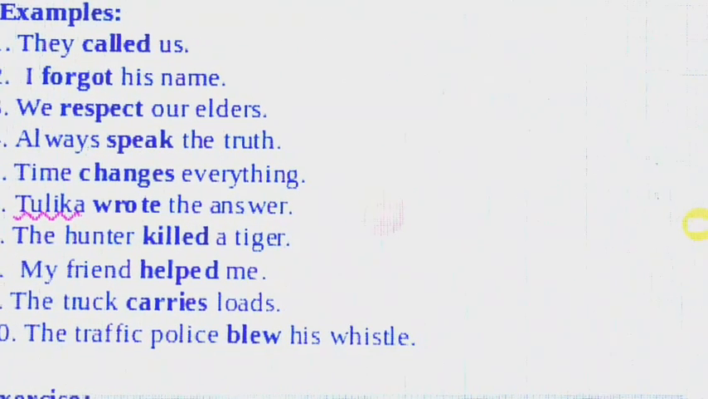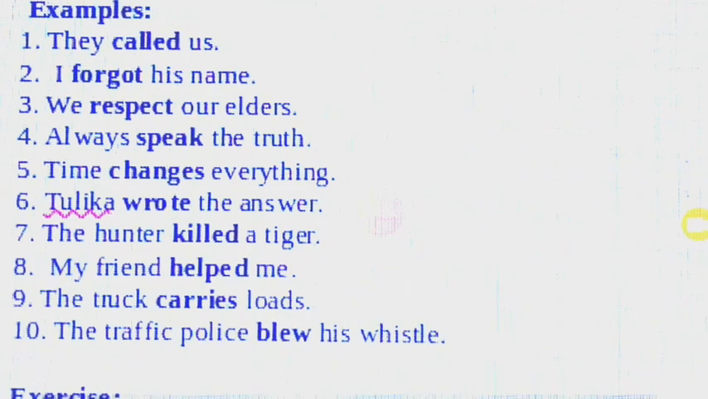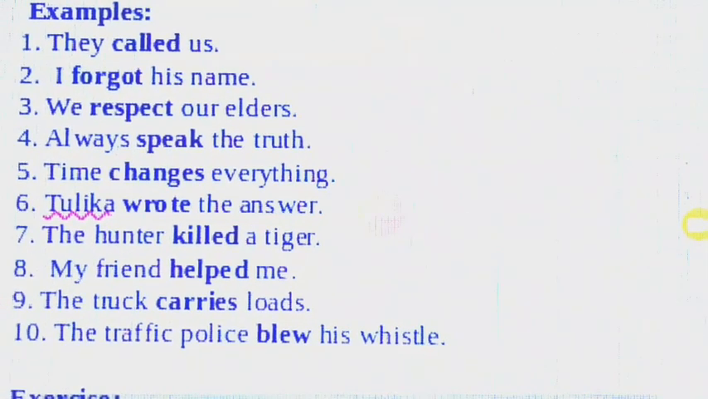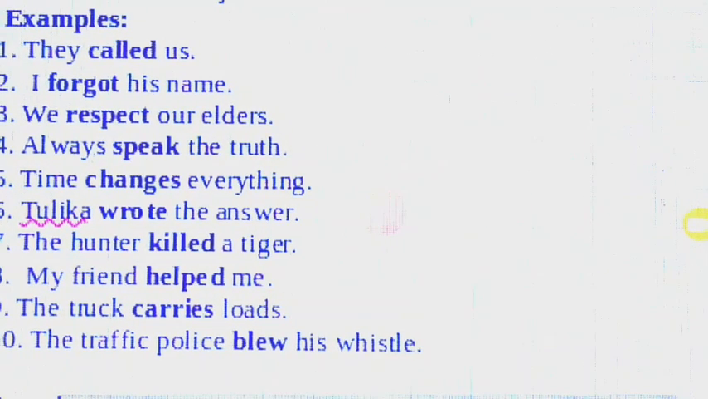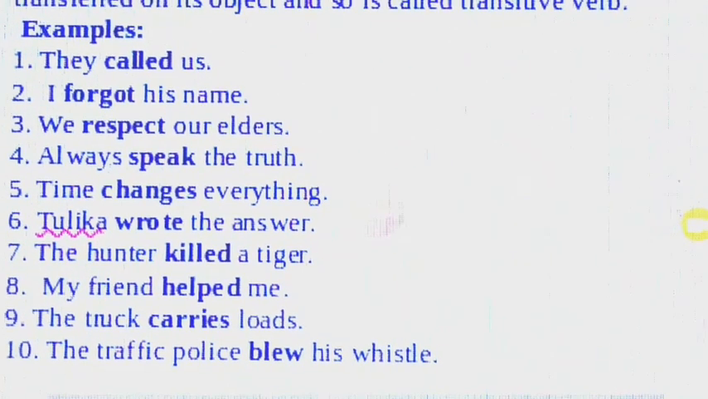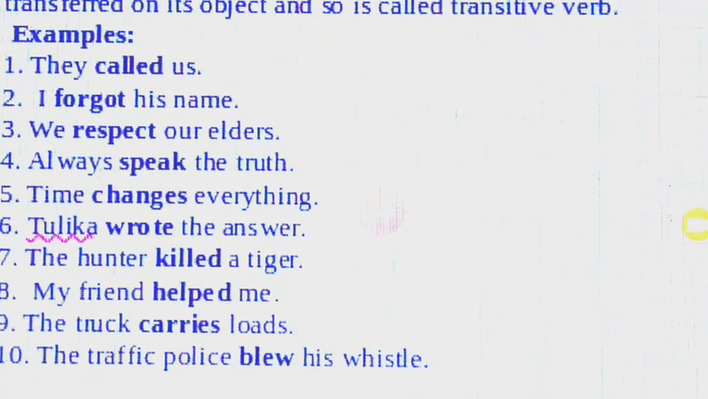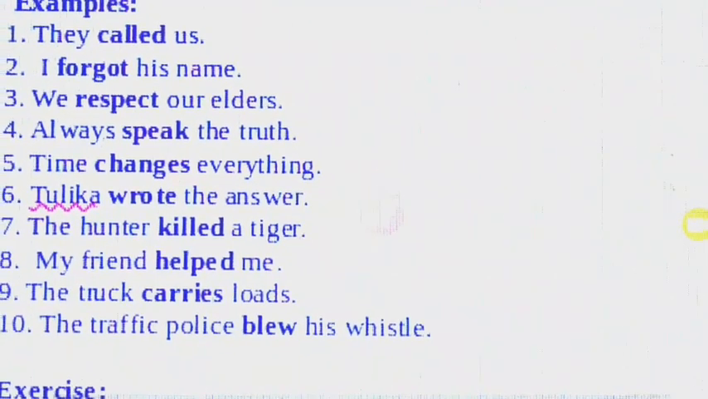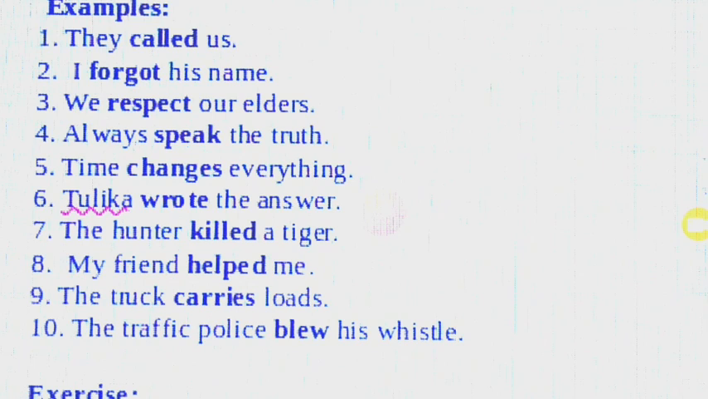So the object is called the receiver of the action or sufferer of the action. Action means here the verb, the transitive verb. So the object is the receiver of the meaning of the transitive verb. Hence, we must use an object in case of transitive verb. Without this object, its meaning is not completed.